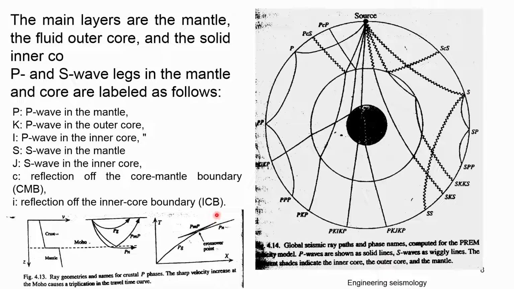The combinations are given like this: P is the P wave in the mantle, K is the P wave in the outer core, I is the P wave in the inner core, S is the S wave in the mantle, and J is the S wave in the inner core. Like that, different combinations happen. We can see the crust, followed by the mantle. Moho, we have seen the definition, is the interface between the crust and mantle. You can see how the waves travel. Based on this, you can know the origin of the earthquake and the distance at which it occurred.